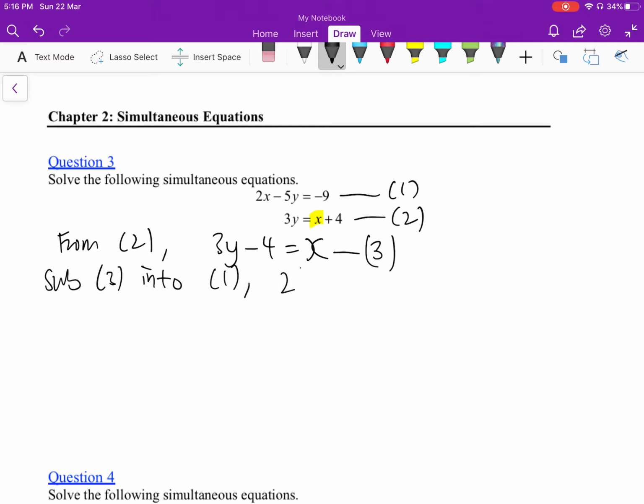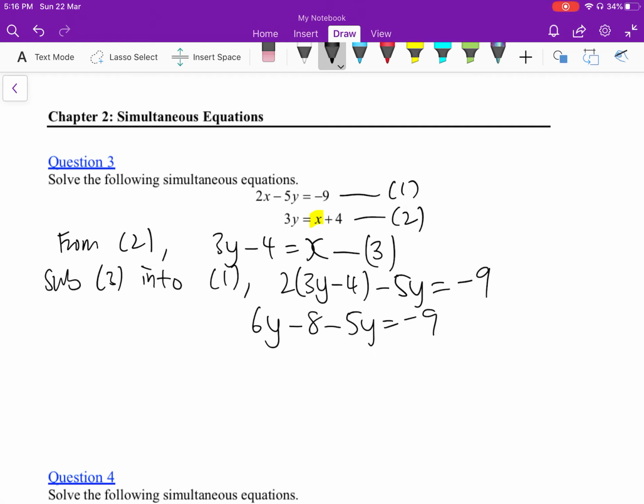Instead of having 2x, my x will be substituted away by 3y minus 4, minus 5y equals negative 9. I just need to open up the bracket and solve for y. So I will have 6y minus 8 minus 5y equals negative 9. So 6y minus 5y is y. Negative 9 plus 8, my y is negative 1.